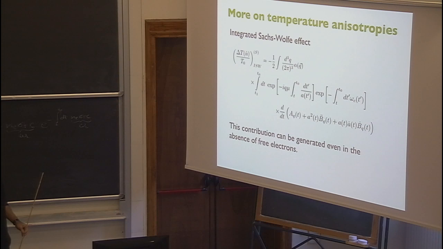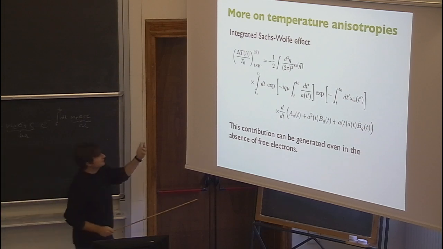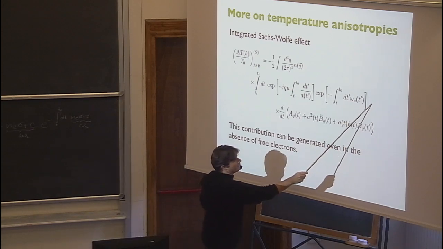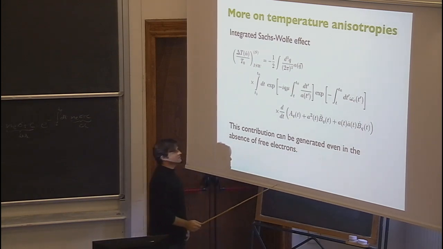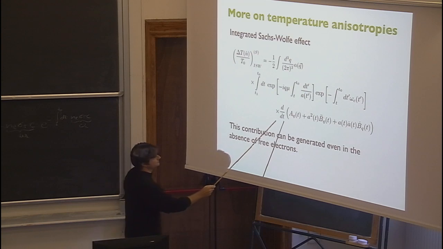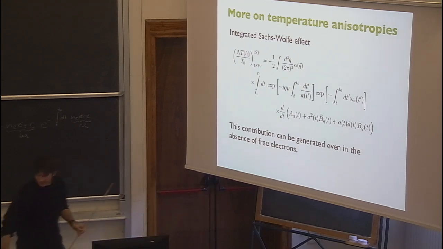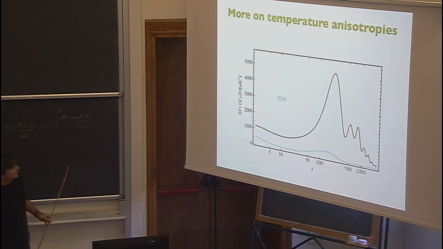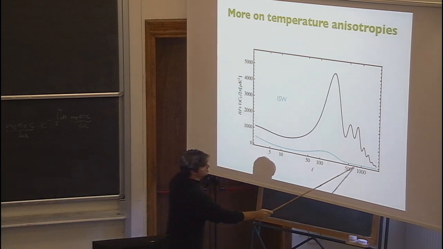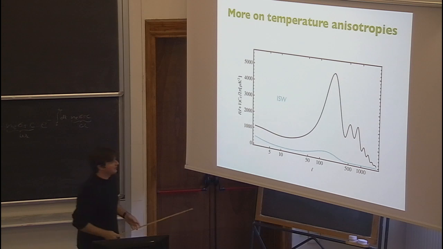And the integrated Sachs-Wolfe effect then is everything that doesn't arise from the last scattering surface. It's missing the omega c, so you see that this also arises even if there's no free electrons around. So this can arise at later times, and we can look again at what that contribution looks like. So it looks like this, and it's interesting to understand the physics for that a little bit better.